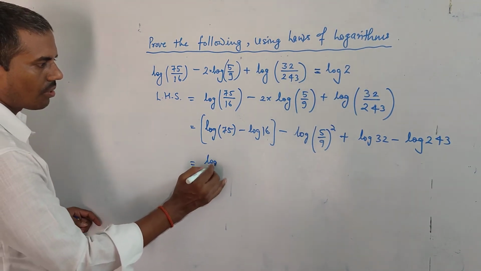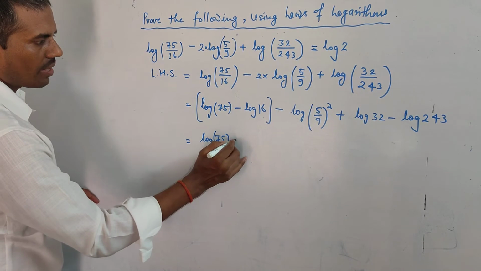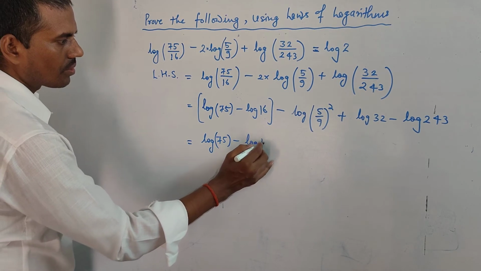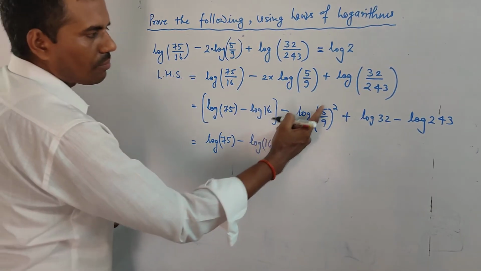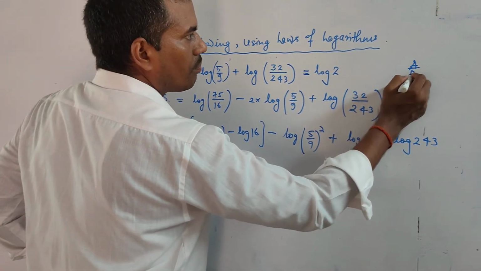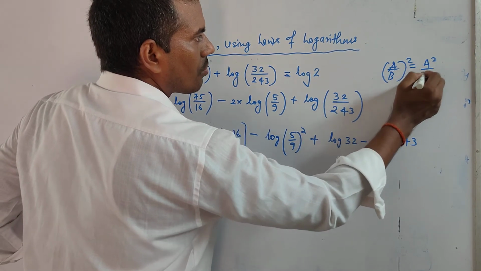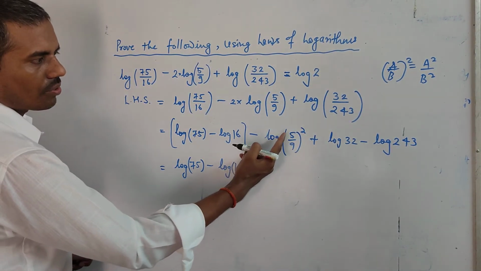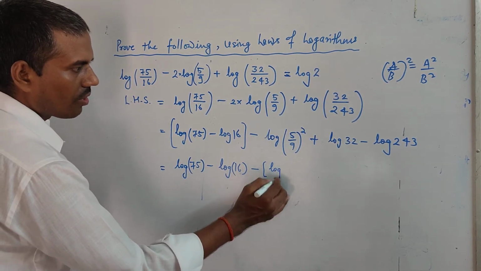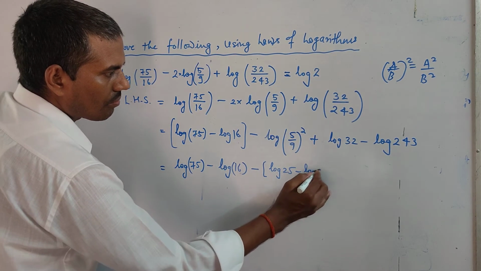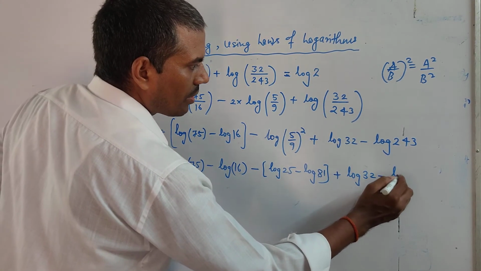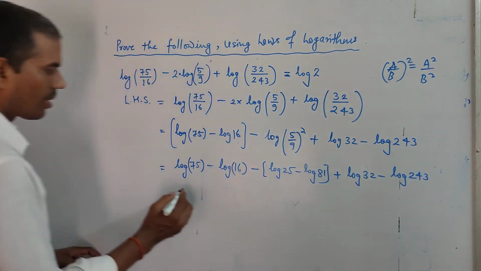This is equal to log of 75 minus log of 16 minus log of 5 by 9 whole square. We know that a by b to the whole square is equal to a square upon b square, so log of 25 upon 81. Using the law of quotient, we get log of 25 minus log of 81 plus log of 32 minus log of 243.